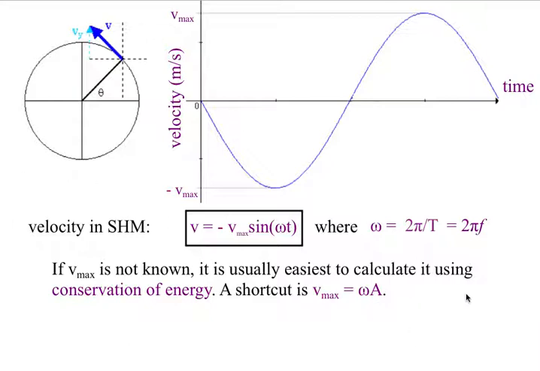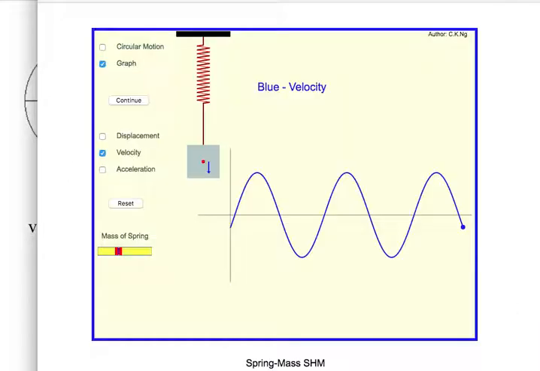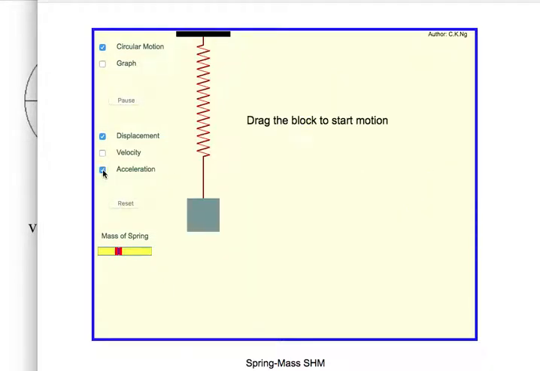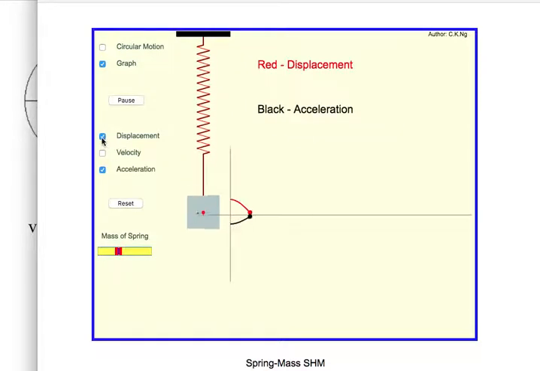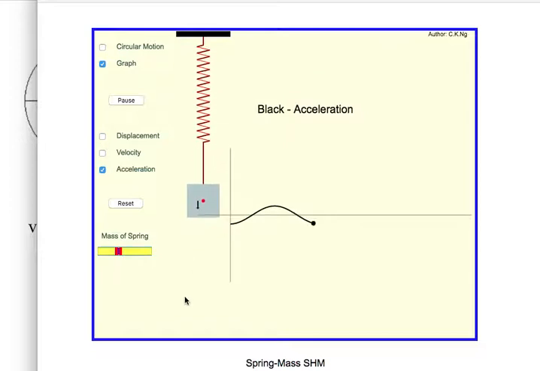And then finally, we're going to talk about acceleration. So the acceleration graph and the position graph are related because the farther you are from equilibrium, the greater the force is, and the greater the force is, the greater the acceleration. So actually, let me start by just showing you the acceleration graph.